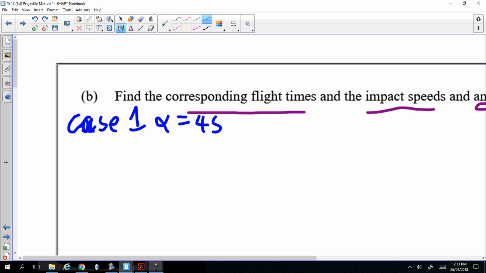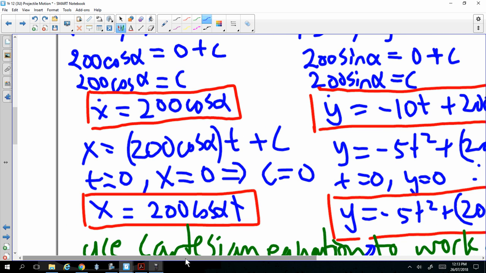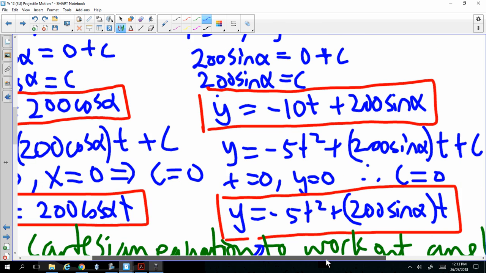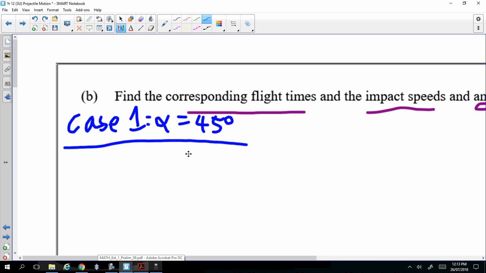Okay, so let's update our formula. So flight times. Let's write down the equations. So what was the equation? The 6 equations are these. Let's write them all down again: 200 cos alpha t. Okay, the equation was x dot equal to 200 cos alpha, x equal to 200 cos alpha t, and then we're going to keep going.